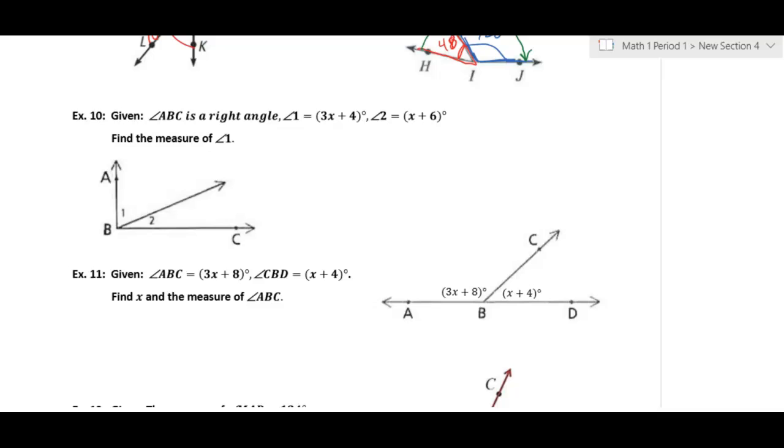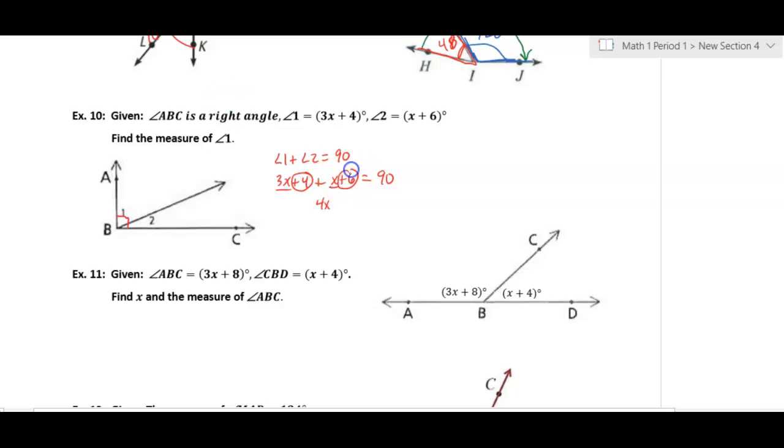Example 10. Angle ABC is a right angle. So right away what I'm going to do is put a box there. And I know that right away angle 1 plus angle 2 has to equal 90 degrees. So if angle 1 is 3x plus 4 plus angle 2 is x plus 6, when I add these two angles together, they have to equal 90 degrees. So in order for me to find the measure of angle 1, I have to find x first. So I'm going to go ahead and solve for it here.